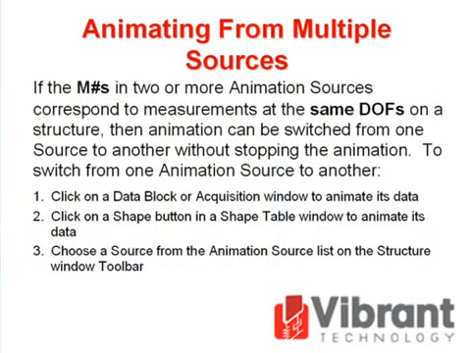If the measurement numbers in 2 or more animation sources correspond to measurements at the same DOFs on a structure, then animation can be switched from one source to another without stopping the animation. To switch from one animation source to another, click on a data block or acquisition window to animate its data, or click on a shape button in a shape table window to animate its data, or choose a source from the animation source list on the structure window toolbar.